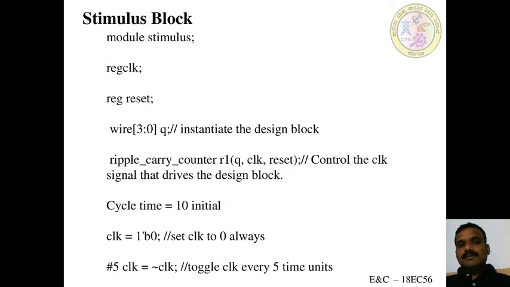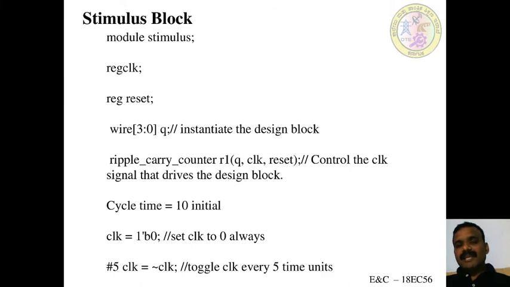See here in the stimulus block: module stimulus, reg clock, reg reset. We take the clock and the reset as registers, and wire [3:0] q, because the value keeps on changing, whether it is high or low, from 0 0 0 0, 0 0 0 1, up to 1 1 1 1. That's why we take it as a wire. Then ripple carry counter r1 (q, clock, reset).